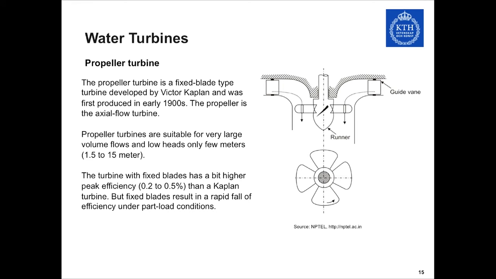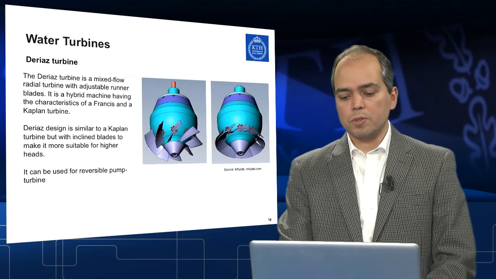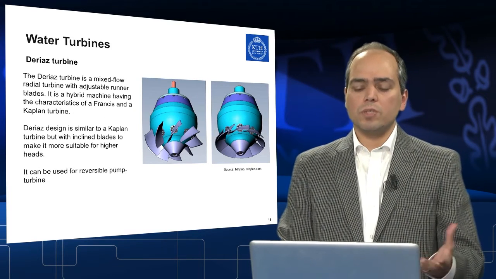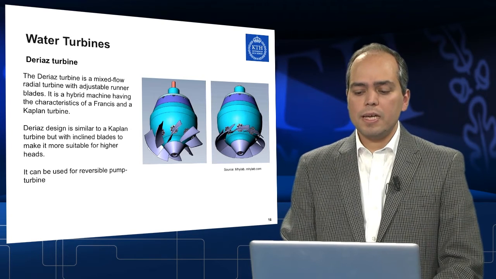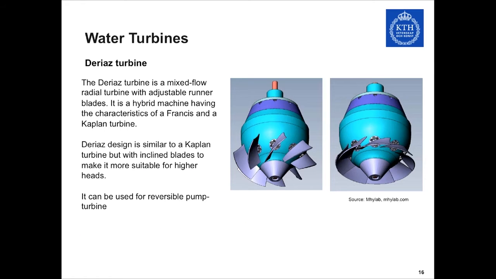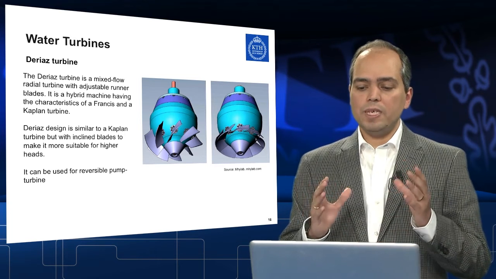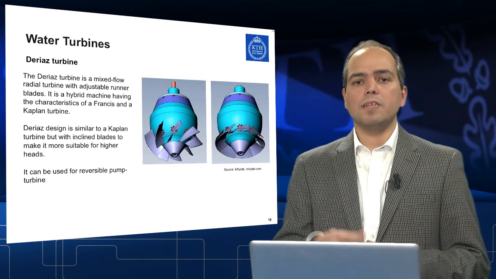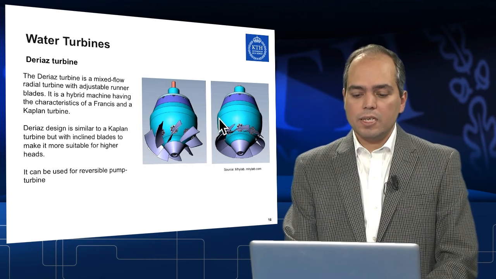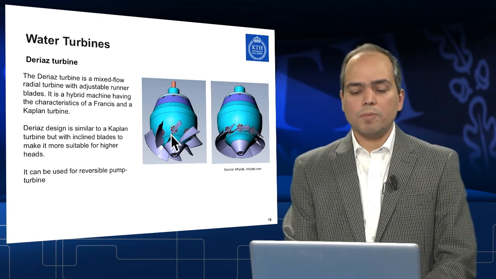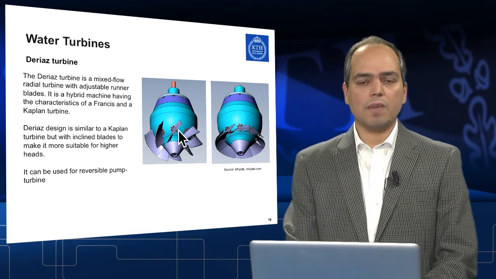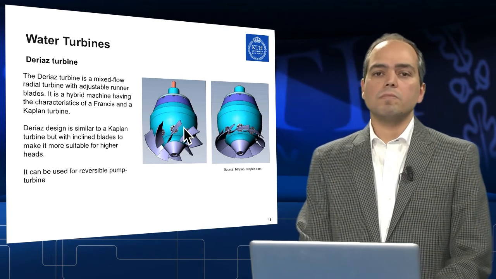The propeller turbine is a subcategory of a coupling turbine. In fact, it's the same as a coupling turbine without that adjusting mechanism. So there is no adjusting mechanism for this turbine. Then the Deriaz turbine, you may hear the name. It's a combination of the Francis turbine and a coupling turbine. It is intended to fill somehow the gap between the Francis and a coupling turbine. The geometry design is more like a Francis turbine, but it has the adjusting mechanism of a coupling turbine.